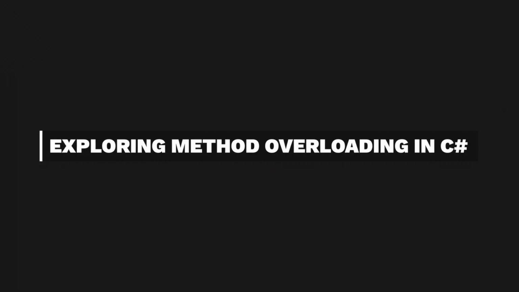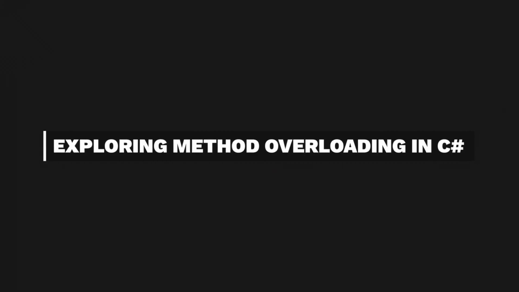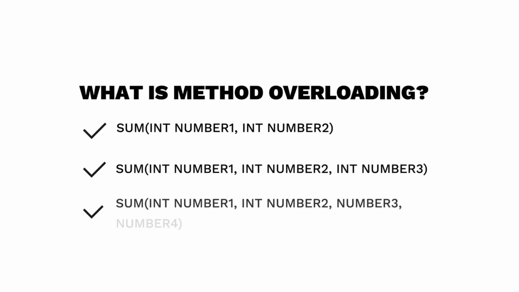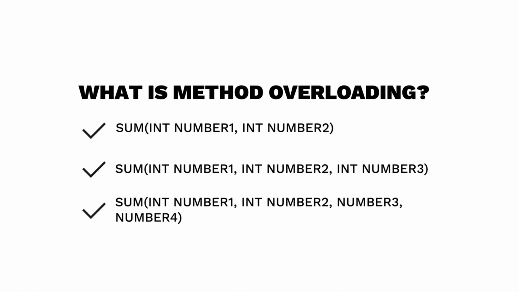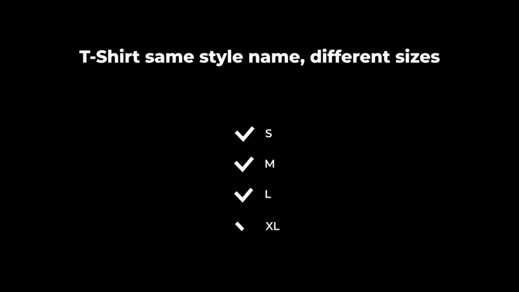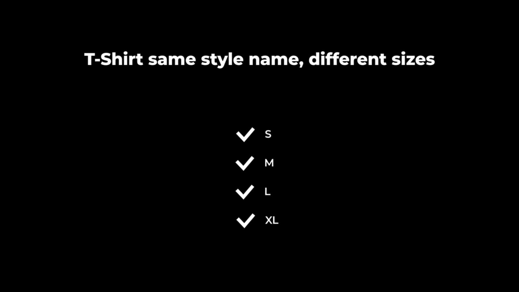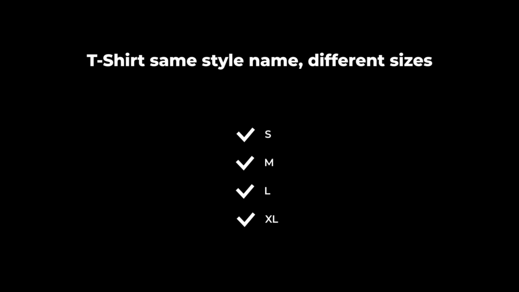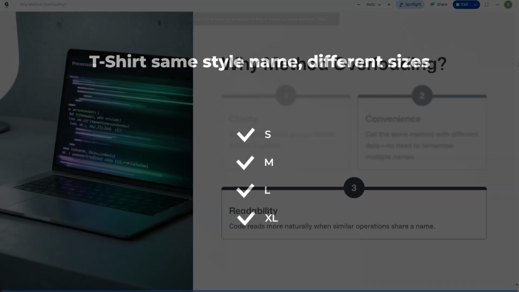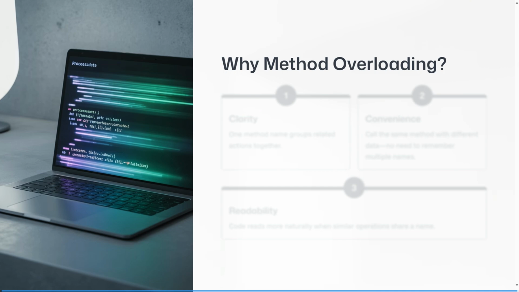Welcome back, everyone. In this video, we're exploring method overloading in C#. Method overloading lets us create multiple versions of the same method name, each handling different input. One t-shirt model offered in S, M, L, XL, same style name, different sizes. Same name, different purpose. Let's understand why method overloading is important.